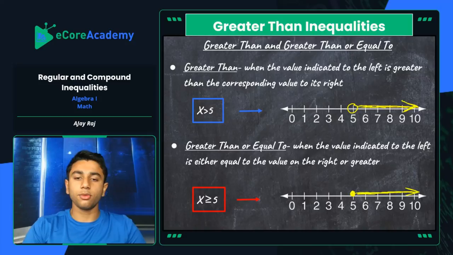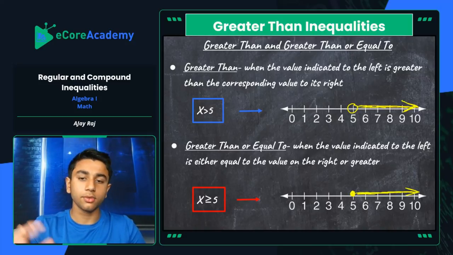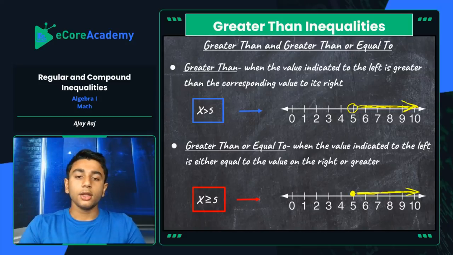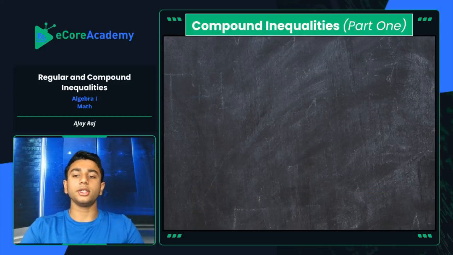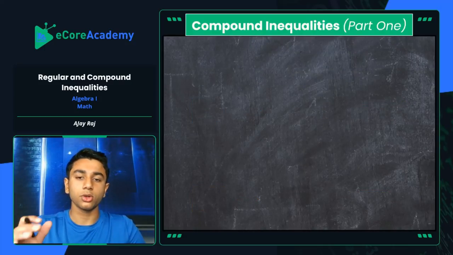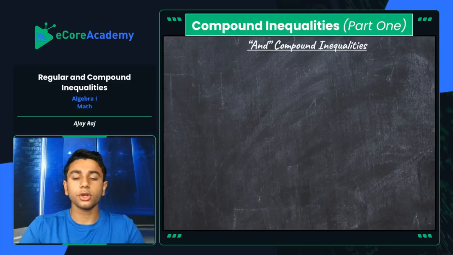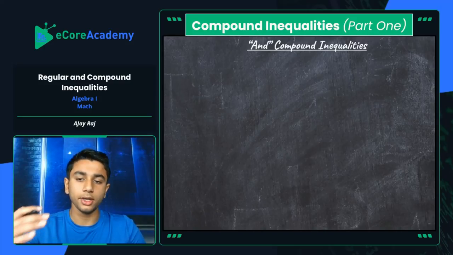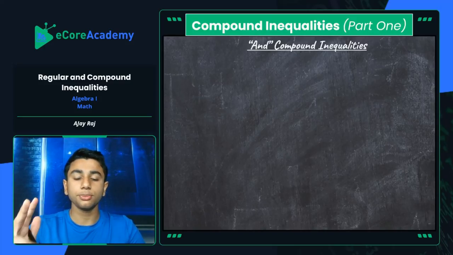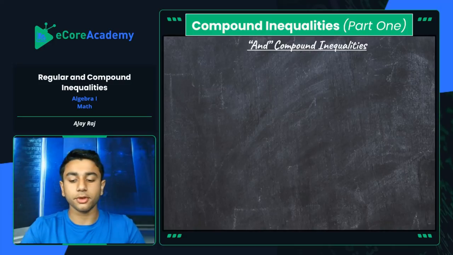All right, now we have finished our greater than or equal to, less than or equal to, less than, greater than, and also our unequal and equal. Now is the fun part. Now we get to move on to our compound inequalities, and this is compound inequalities part 1. So we're going to start off with our and compound inequalities. This is our first type. There are 2 types, and and or. We'll start off with our and.